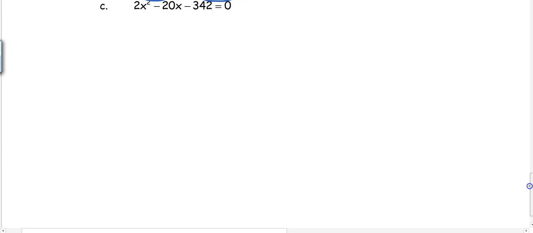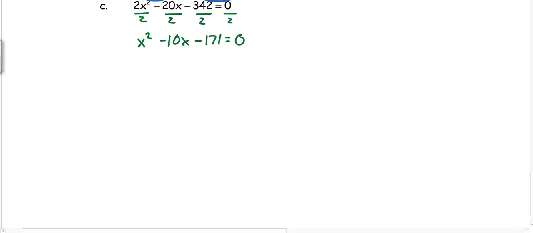One more example. So with every other completing the square, we've had a leading coefficient with my x squared equal to 1. In this case, it's a 2. So because I'm solving by completing the square, I can divide out the greatest common factor. So the greatest common factor between everything here is 2. So I'm going to divide every term by 2 before I do anything else. So when I do that, I get x squared minus 10x minus 171 equals 0.